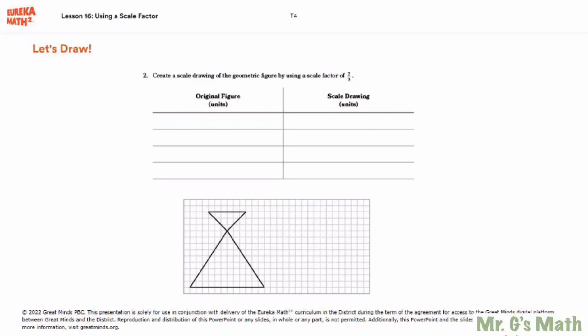All right, so today we're going to be creating our own scale drawings. So if we're looking at classwork number 2, it says create a scale drawing of the geometric figure by using a scale factor of 2/3. So we're going to use this table to record the side lengths of the figure. Look at the figure. Which lengths can we record? What length do you think that we can record from this figure?